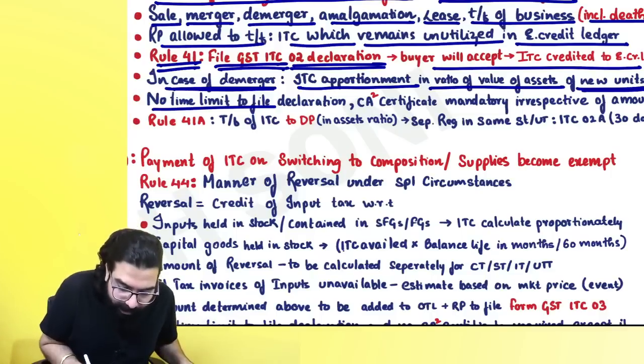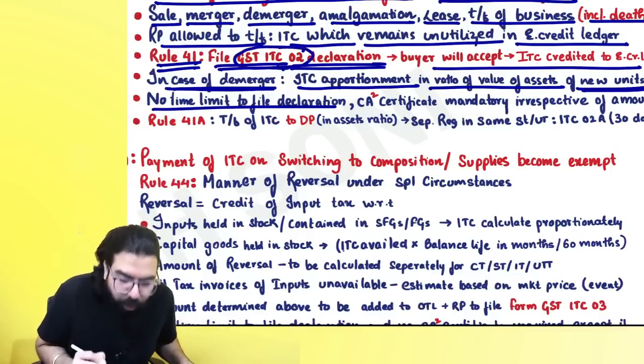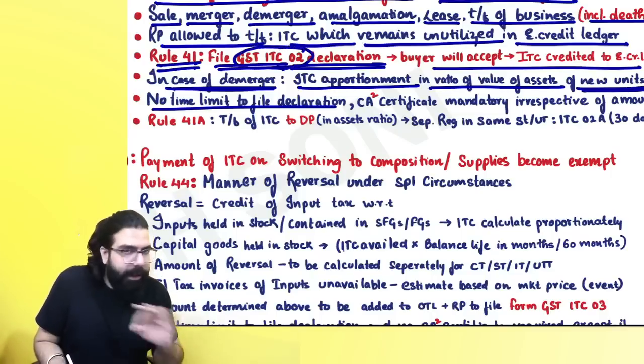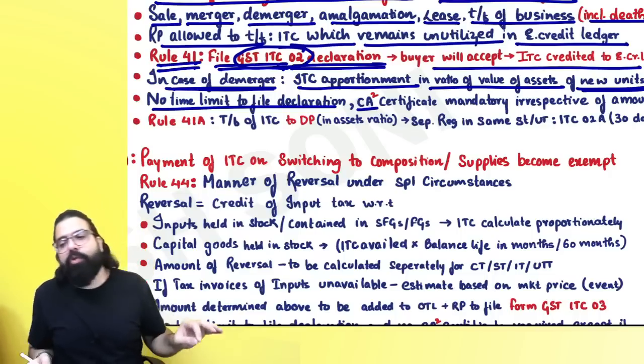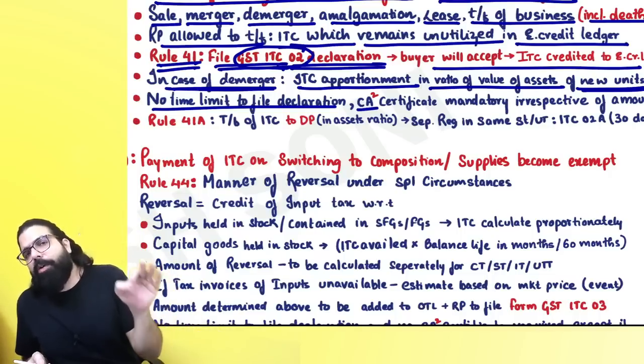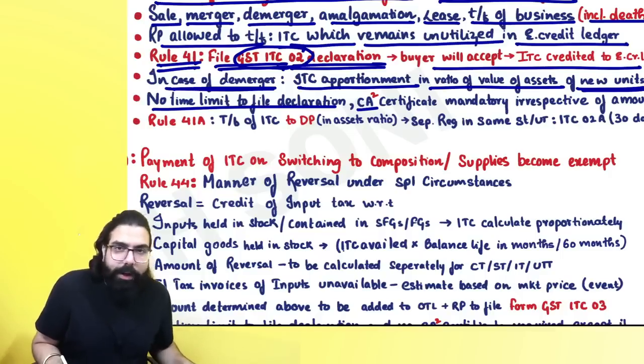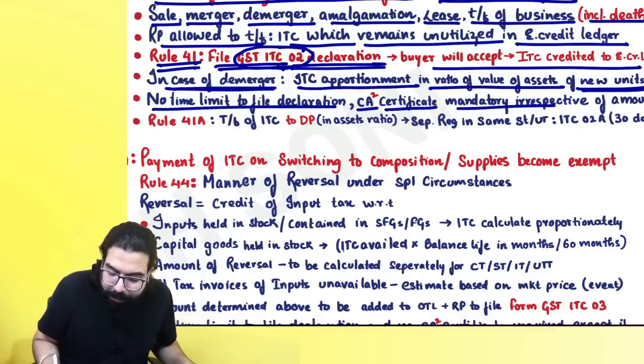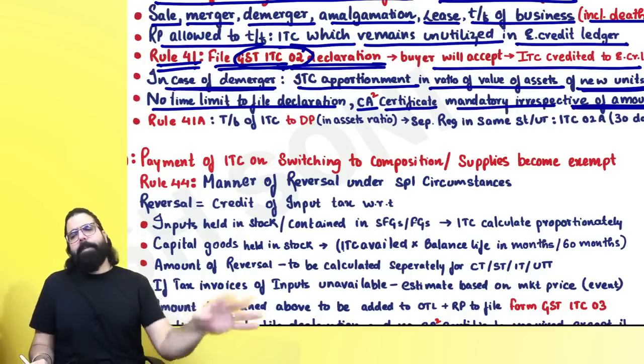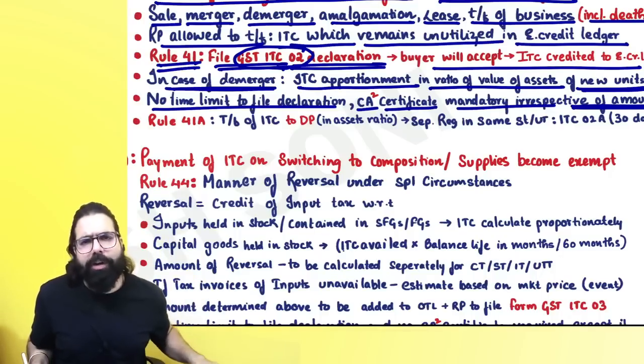And then it says, sir, the time limit to go ahead and file ITC-02 to take the credit is, there is no time limit, but CA square. CA square means chartered accountant or cost accountant. Chartered accountant or cost accountant certificate is mandatory irrespective of the amount.